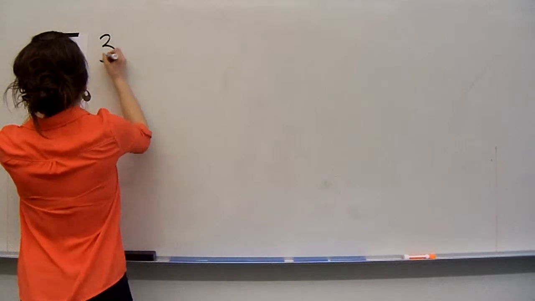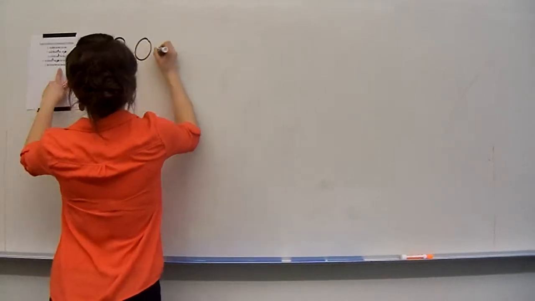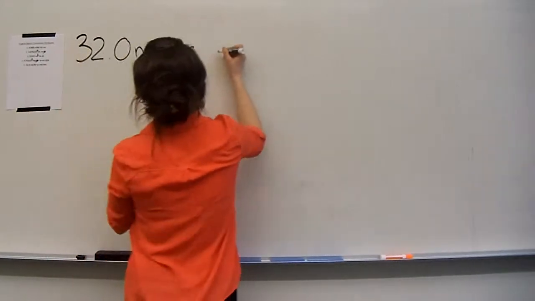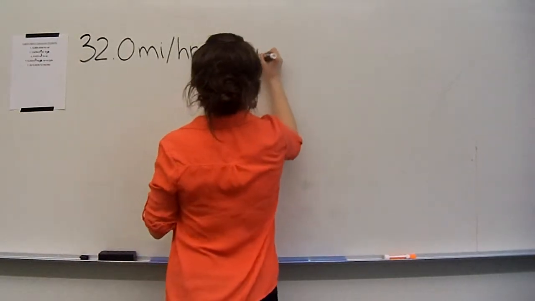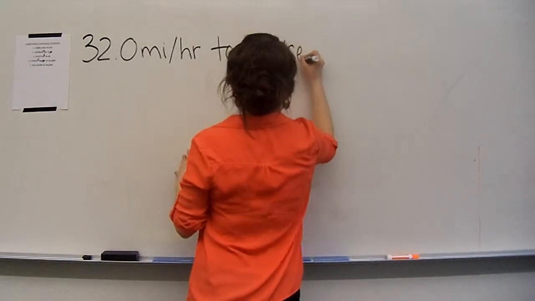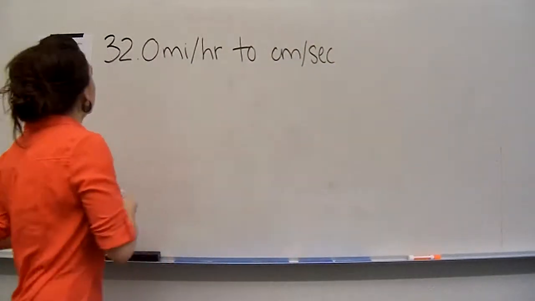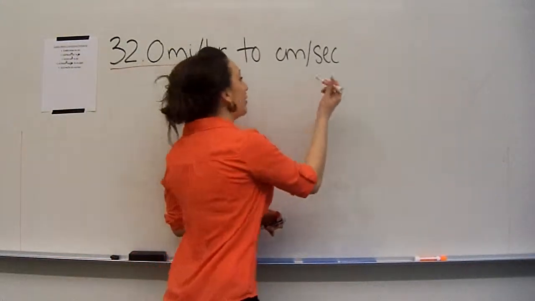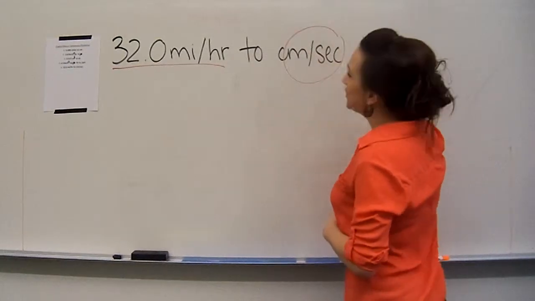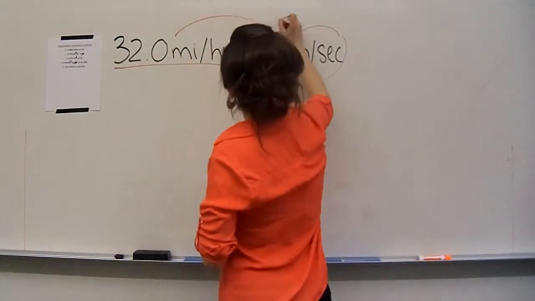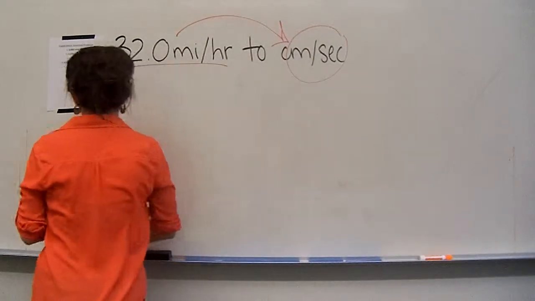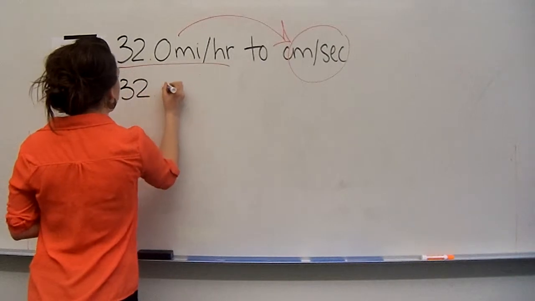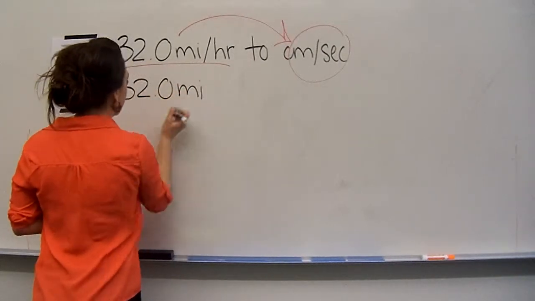And it looks like we have 32 miles per hour. And we are going to convert that to centimeters per second. 32 miles per hour is our given. And we are going to convert that to centimeters per second. So, the first portion of this problem, we will write 32 miles over 1.